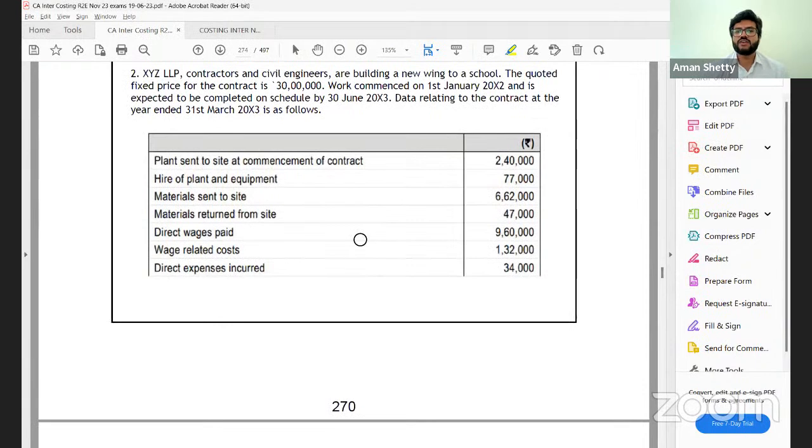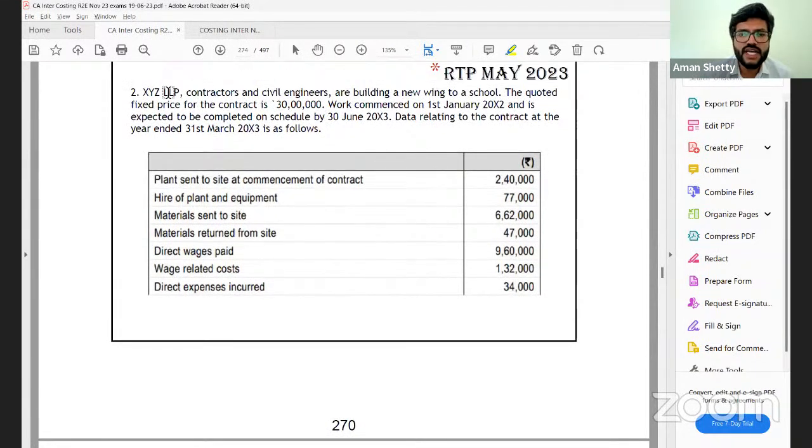So this is another contract costing related problem. XYZ LLP, contractors and civil engineers, are building a new wing to a school. The quoted fixed price of the contract is rupees 30 lakh. Work commenced on 1st Jan 2022 and is expected to be completed by 30th June 23.